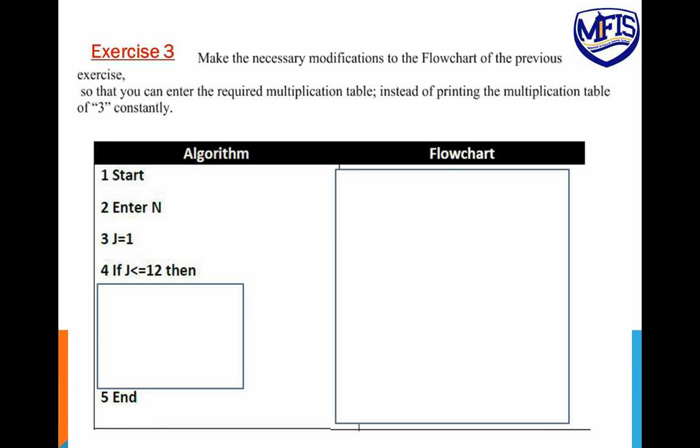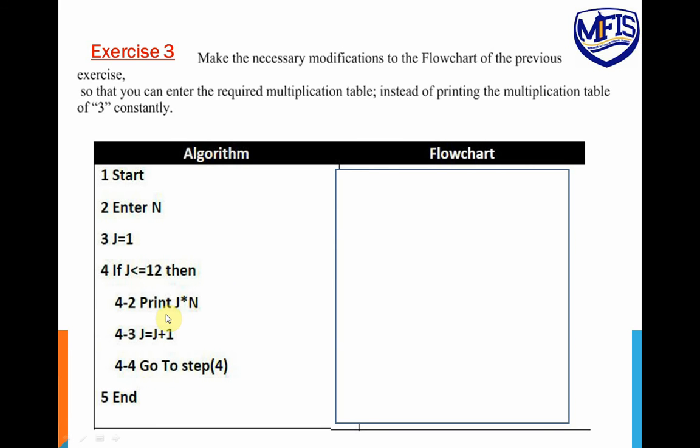The last exercise, we need to modify the previous flowchart so that you can enter the required multiplication table instead of printing the multiplication table of 3. What will be changed here? This question will be answered as the previous exercise, but the only thing that I will change is print j times n, instead of saying print j times 3, so I will change this number.